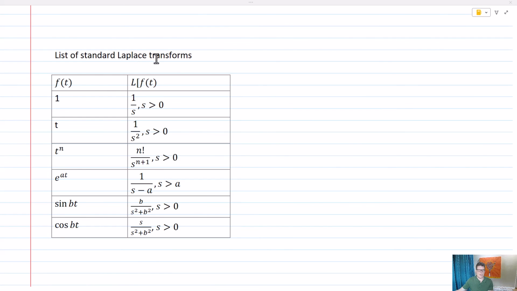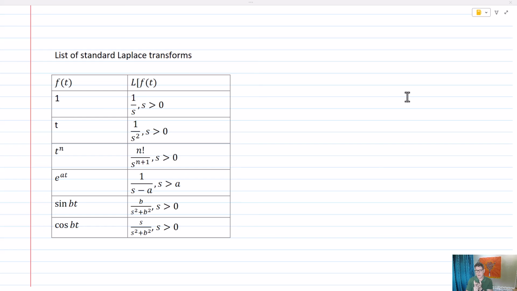So here's our list of standard Laplace transforms now. We'll have 1, t, t to the n, e to the at, sine bt, and cosine bt. All right, take a second, pause your video, make sure that you go in and write these down, and then you're going to want to memorize them. Because in my next video, I'm going to show you how we use these standard Laplace transforms in order to do transformations without having to do any kind of integration.